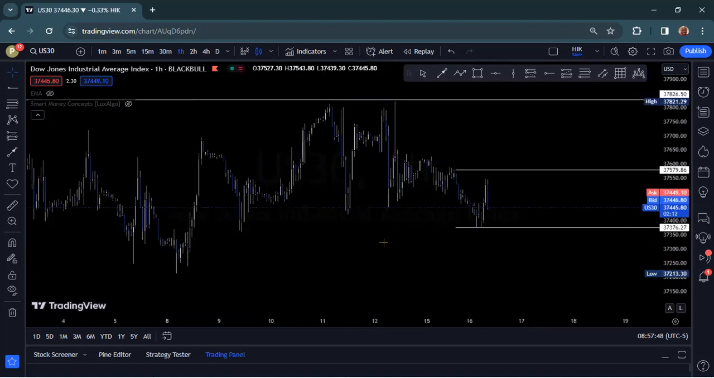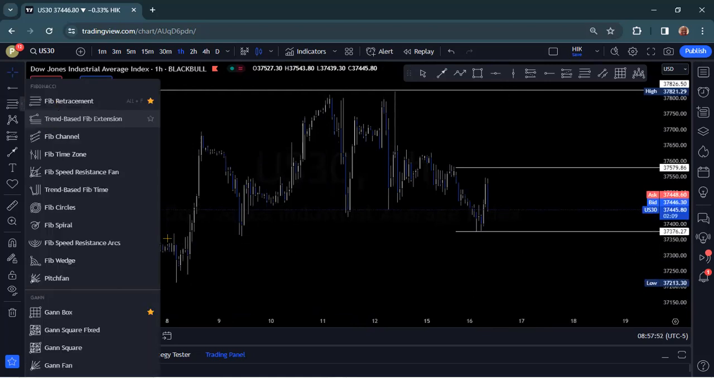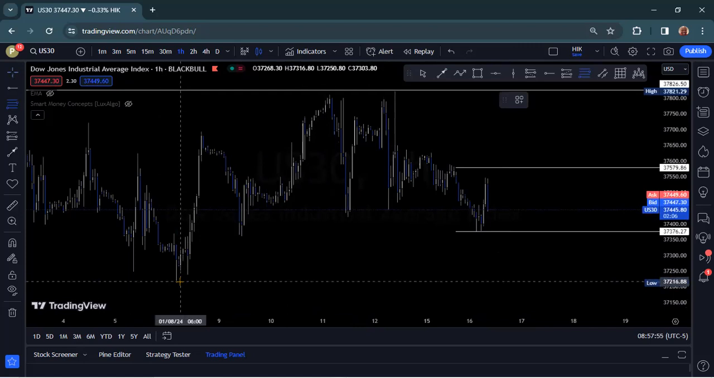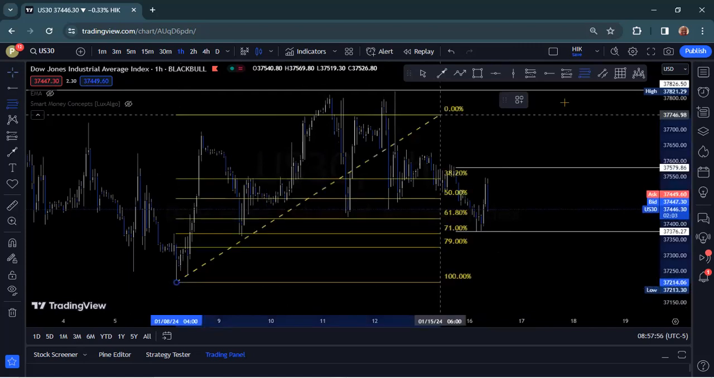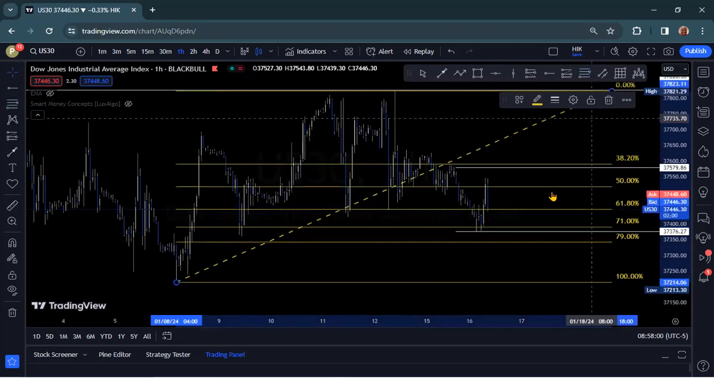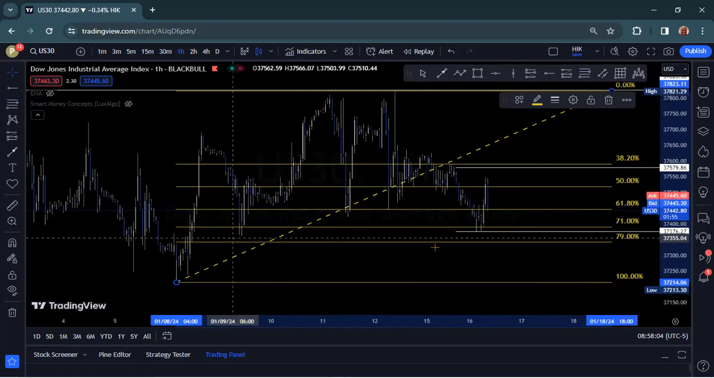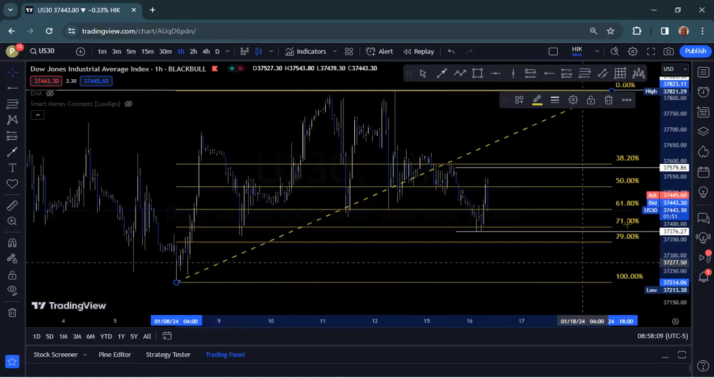So what I'm going to do is take my Fibonacci tool and put it down here, stretch it out, and see what it did. All right, so there you go. It actually bounced off the 71%.